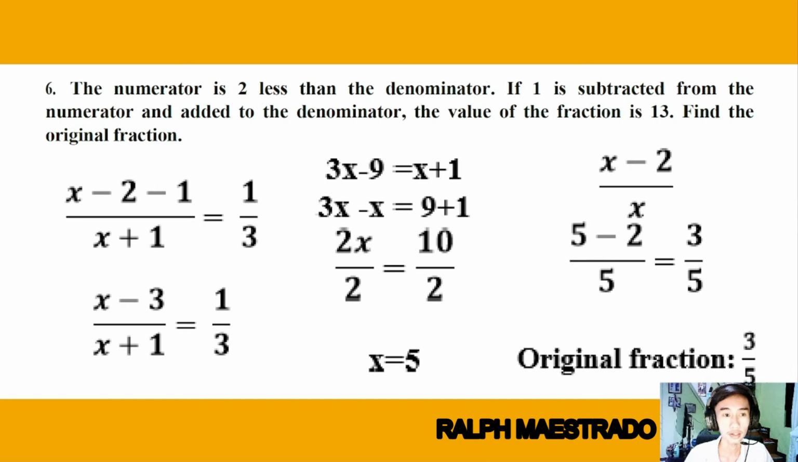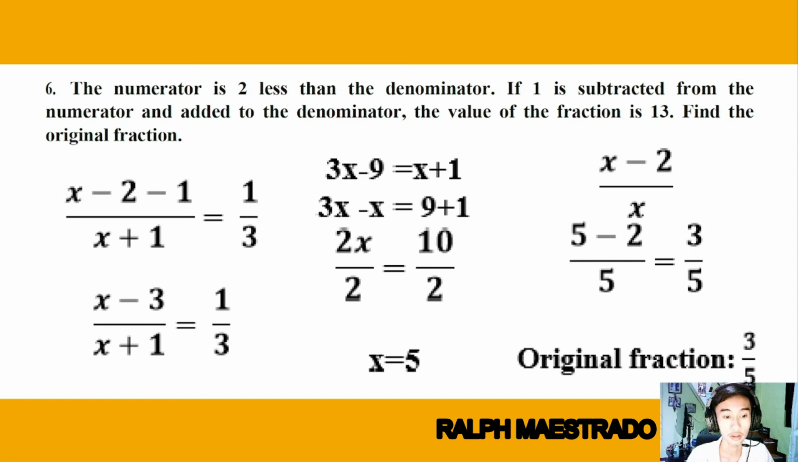If 1 is subtracted from the numerator and added to the denominator, the value of the fraction is 1/3. Find the original fraction. Based on the first sentence, we found out the expression x minus 2 over x. Based on the second sentence, we found out that the equation is (x minus 2 minus 1) over (x plus 1) equals 1/3.